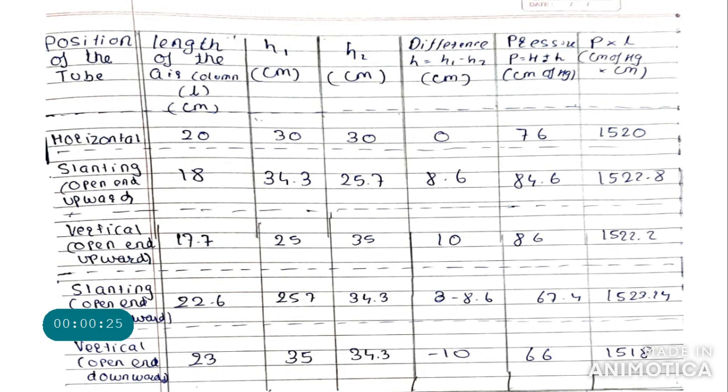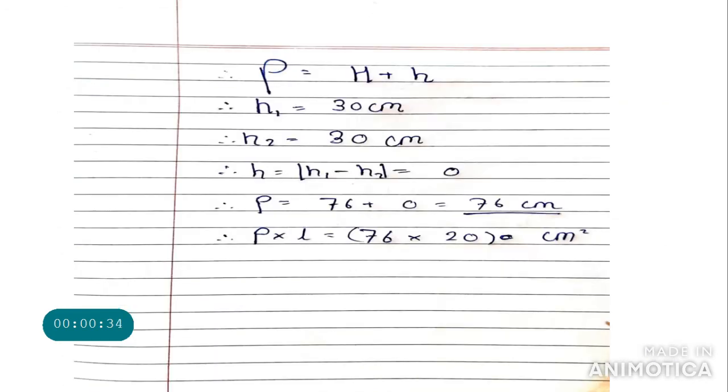And then by calculating the length of the air column, the difference between the heights of the mercury column, and the pressure of the air column by these formulas, here you can see that P is equal to capital H plus small h. Here capital H is the atmospheric pressure in mm of Hg or centimeter of Hg. Here Hg is mercury. The small h is the difference between the heights of the mercury column at both ends. So the net we have to calculate is P cross L. Thus P cross L remains constant according to Boyle's law.